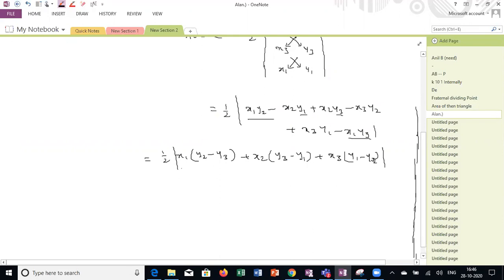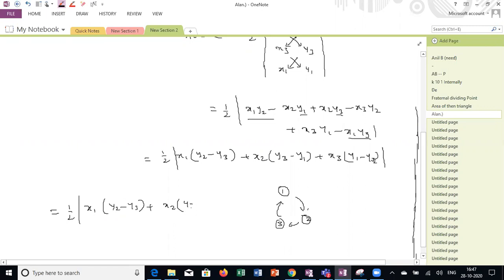See how I can remember this formula straight away. Just remember this diagram. It's called the cyclic diagram. I have to start the formula with x1. If 1 comes, after 1, 2 and then 3 will come: y2 minus y3, plus x2. After 2, 3, 1 will come.